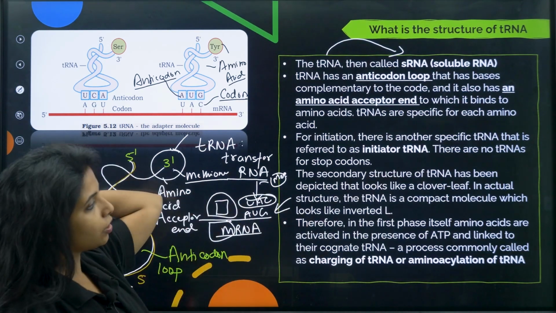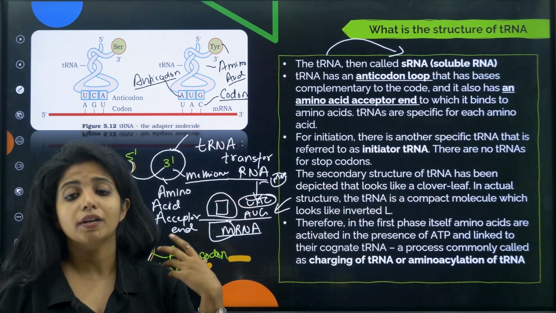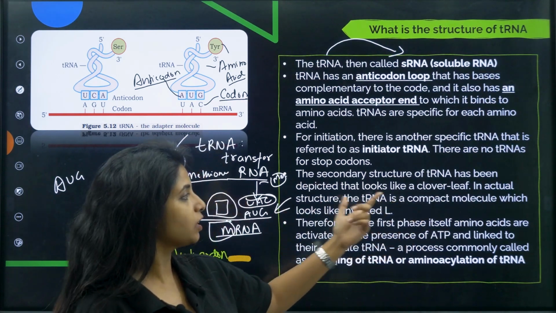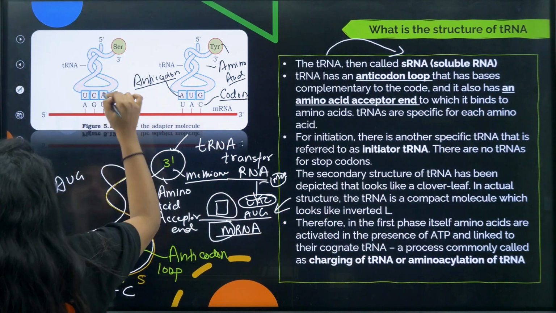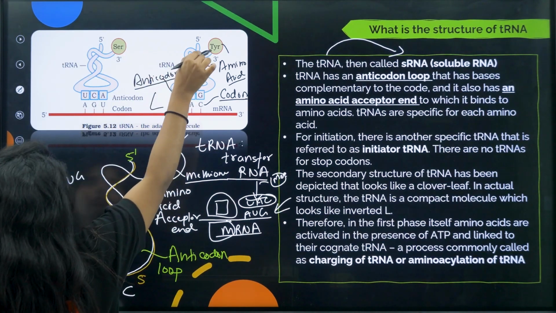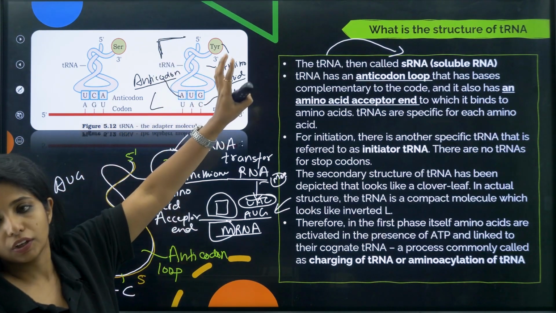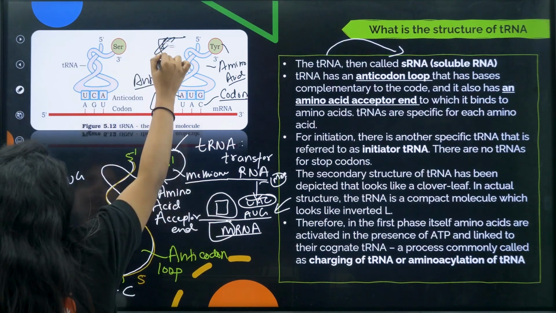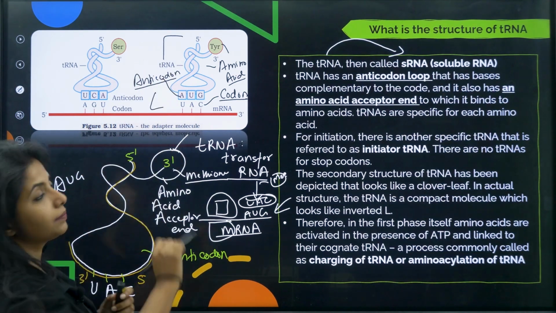Now, the secondary structure of tRNA has been depicted as looking like a clover leaf. But in actual structure, the tRNA is a compact molecule which looks like an inverted L. So you just think that this is the L that we have, but it is kind of an inverted thin structure. It looks like this. Not exactly like this, but yeah. I meant like this.